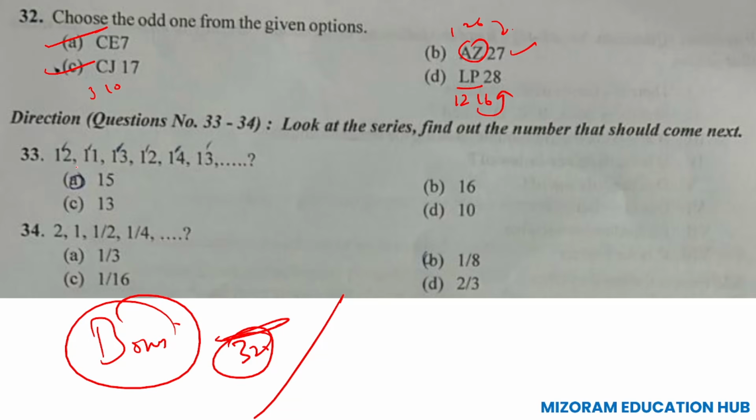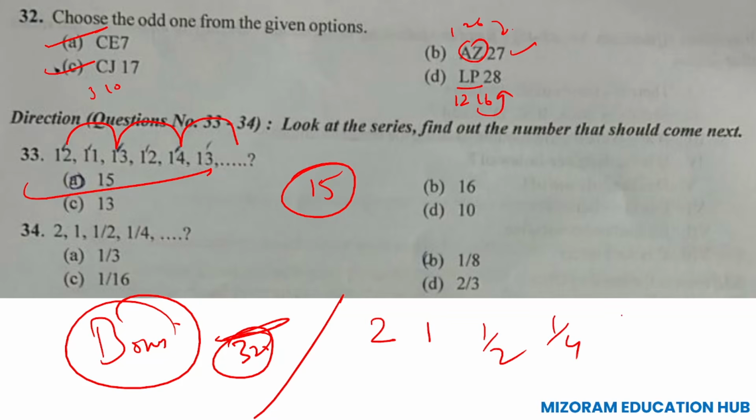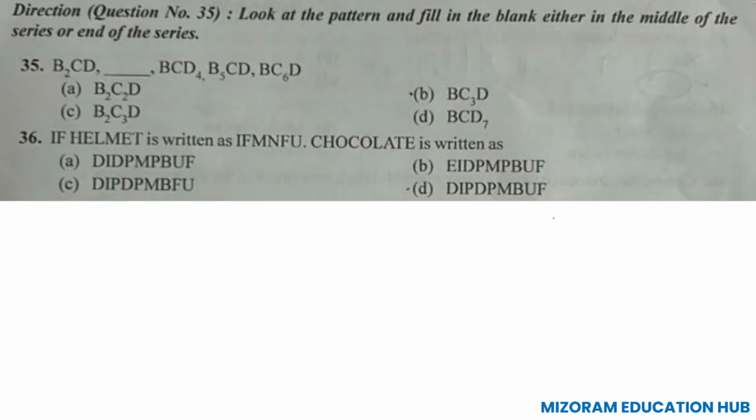Now question number 33. 12, 11, 13, 12, 14, 13. It is a combination of two series. 12, 13, 14, then 15. So 15 is the answer. And question number 34 here. 2, 1, 1 by 2, 1 by 4. So definitely 1 by 8 comes next. 1 by 8 is the correct answer.